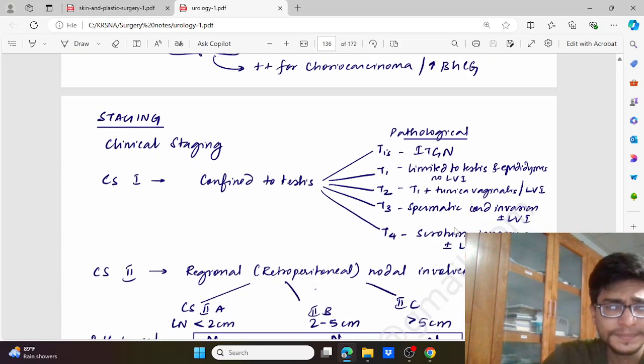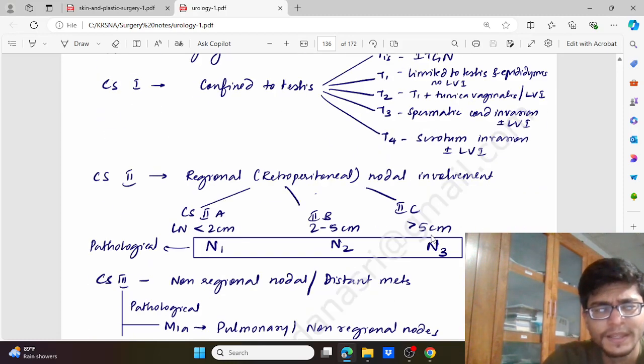Now the staging, that is the clinical staging. Clinical stage 1 is confined to the testis. TIS is intratubular germ cell neoplasia. T1 is when limited to testis and epididymis, no lymphovascular invasion. T2 is where there is involvement of tunica vaginalis or lymphovascular invasion. T3 is spermatic cord invasion with or without lymphovascular invasion. T4 is scrotum invasion with or without lymphovascular invasion.